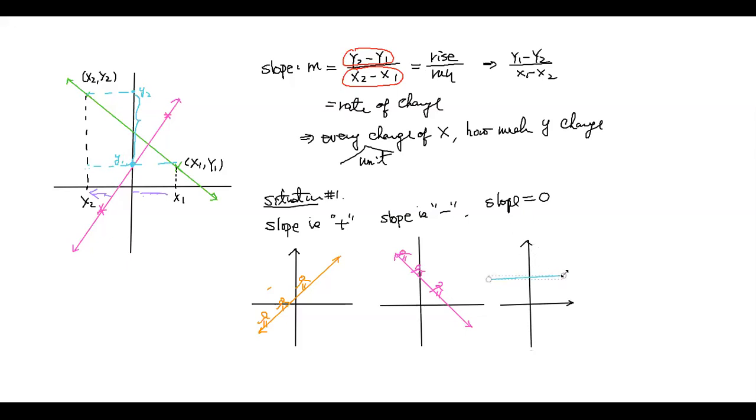So this is my line here. This line is parallel to the x-axis, so it's flat ground here, right? That means you are walking on flat ground. You're not climbing the mountain, you're not going downhill. So you have a slope equal to 0 here.